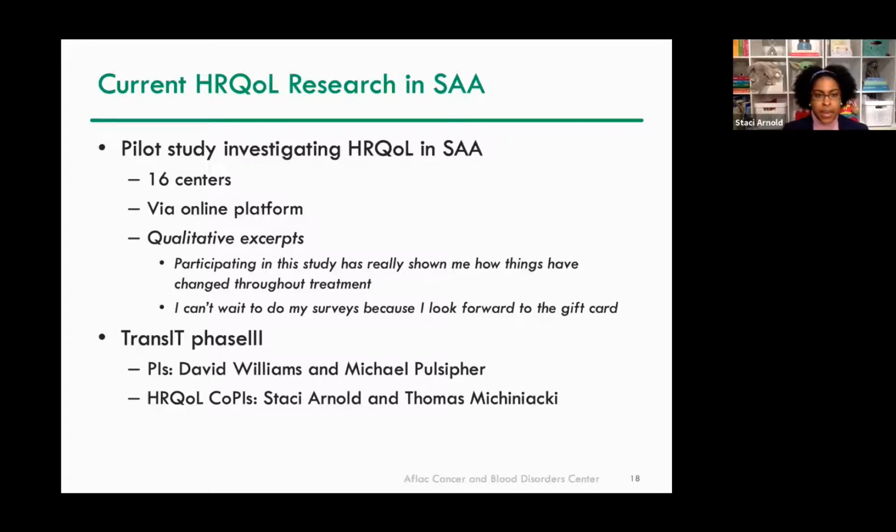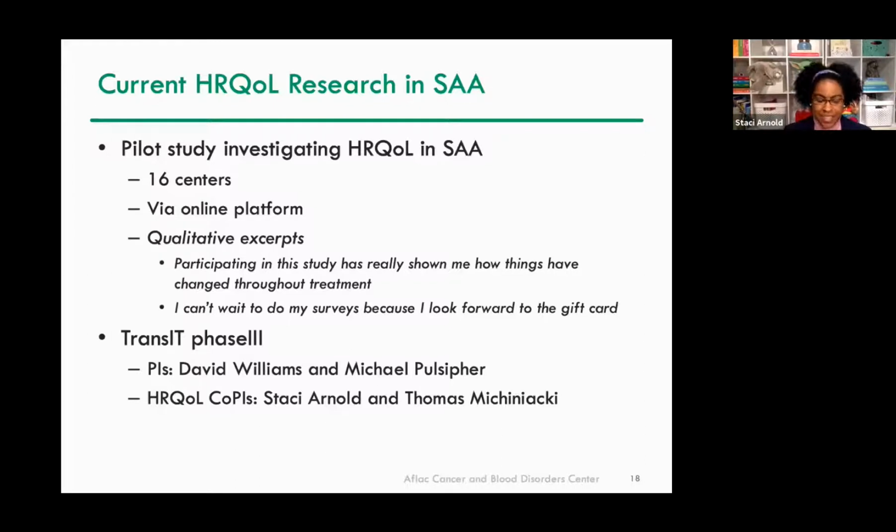And I just wanted to highlight a couple of excerpts because this is ongoing research, so I can't share a lot of the data about people's perspectives on participating in the survey. So one patient and family actually said, participating in this study has really shown me how things have changed throughout the course of my treatment. Another younger patient admitted that he couldn't wait to do his surveys because he looked forward to getting the gift card at the end.